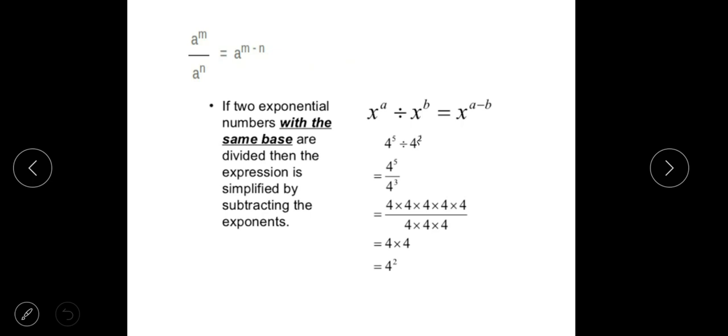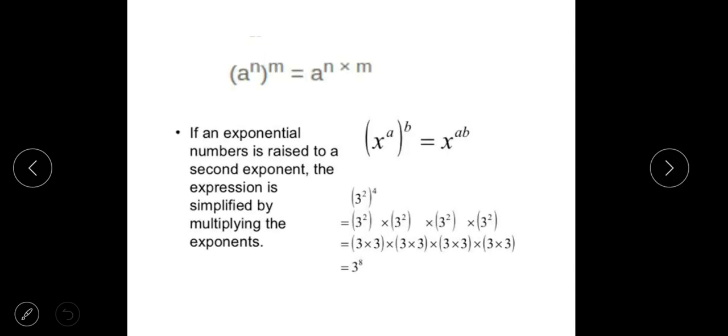At last in the numerator there remains only 4 into 4, that is 4 square. Look at the question, 4 raised to 5 by 4 raised to 3, the answer is 4 square. That exponent 2, we get just by subtracting 5 minus 3, right? 4 raised to 5 minus 3 can be done. No need to do this usual division. That is the second law.